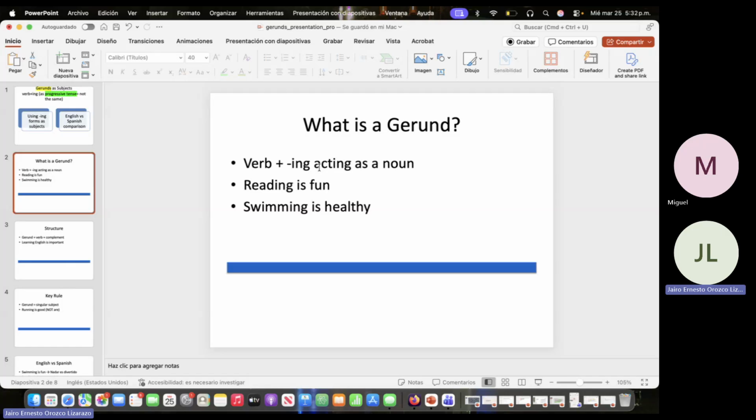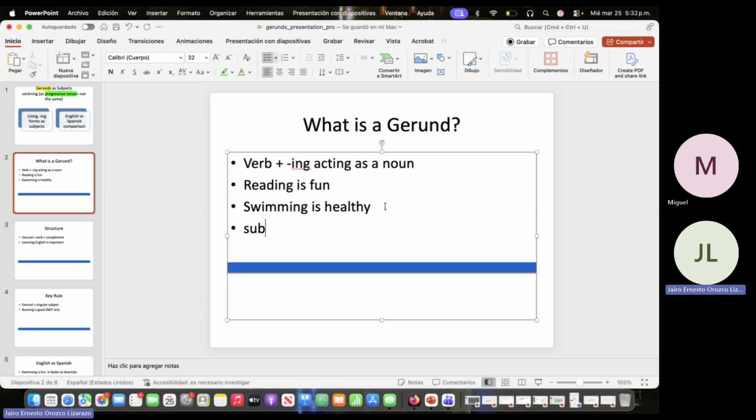So gerunds are usually verbs that act as a noun. Let's remember that in a sentence we have the subject, the auxiliary, the verb, and then we have the complement or the object. So nouns in this case are the subject. We are putting verbs as subject, right? So for example, reading is fun. Reading is fun is basically this in Spanish.